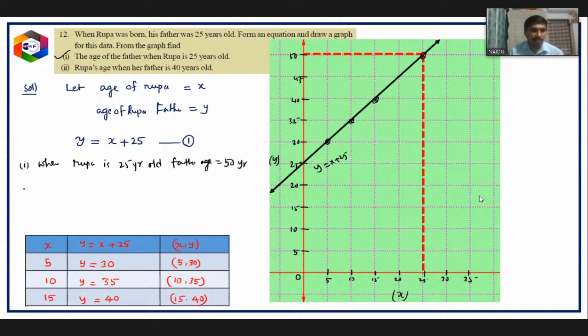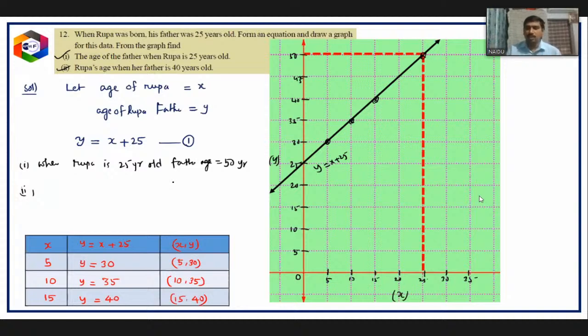Now another question is also asked. What is Rupa's age when the father is 40 years old? The father was 40 years actually. Now at that time what will it be? Yes, 25 less, it is very easy, 15. Yes children, very good, very good. You all have given the answer, well done. But it is asked to show from the graph.